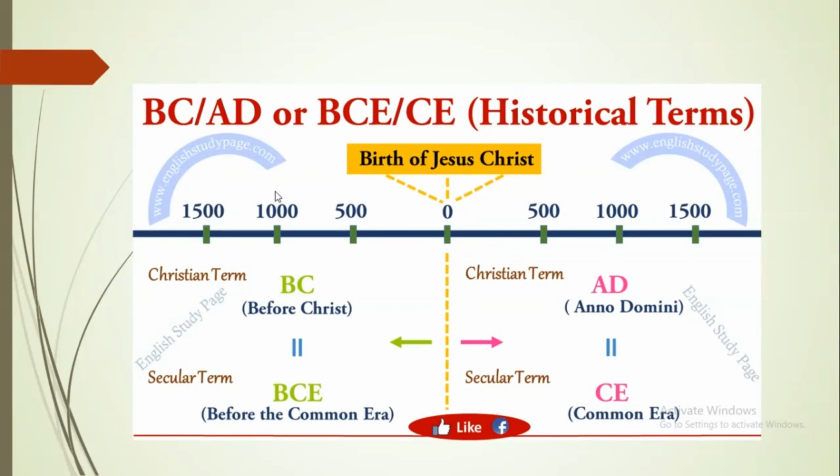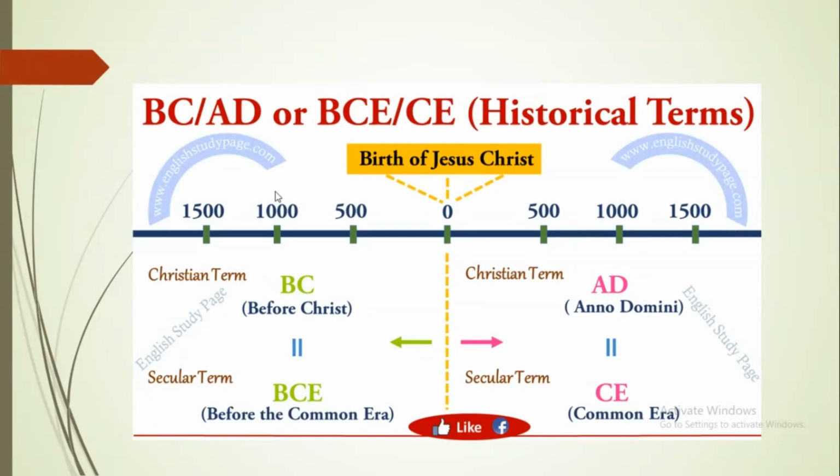What do we mean by BC and AD? I have already told you that BC is before Christ. This refers to the years before the birth of Jesus Christ. For instance, if I say 300 BC, it means 300 years before the birth of Jesus, and if I say 500 BC, it means 500 years before the birth of Jesus. Similarly, AD, Anno Domini, basically means after the birth of Jesus Christ. So if I say AD 500, it means 500 years after the birth of Jesus, right?